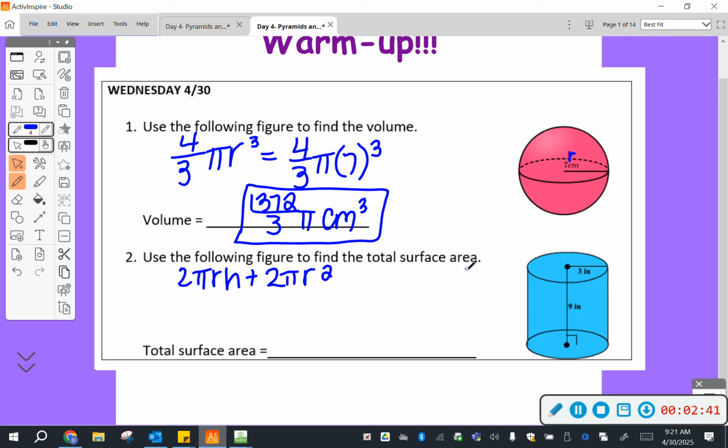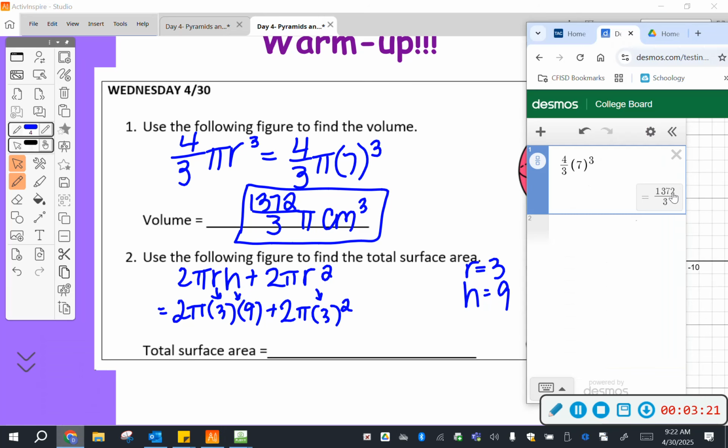What is my radius here? 3. What is my height here? 9. And I'm just going to plug in those two numbers right here. My radius is 3. My height is 9. It's always going to be 2 right there. I just plugged in the r's and the h's. And now that I wrote the formula down, I plugged it in, what am I going to do? Type it in your calculator.